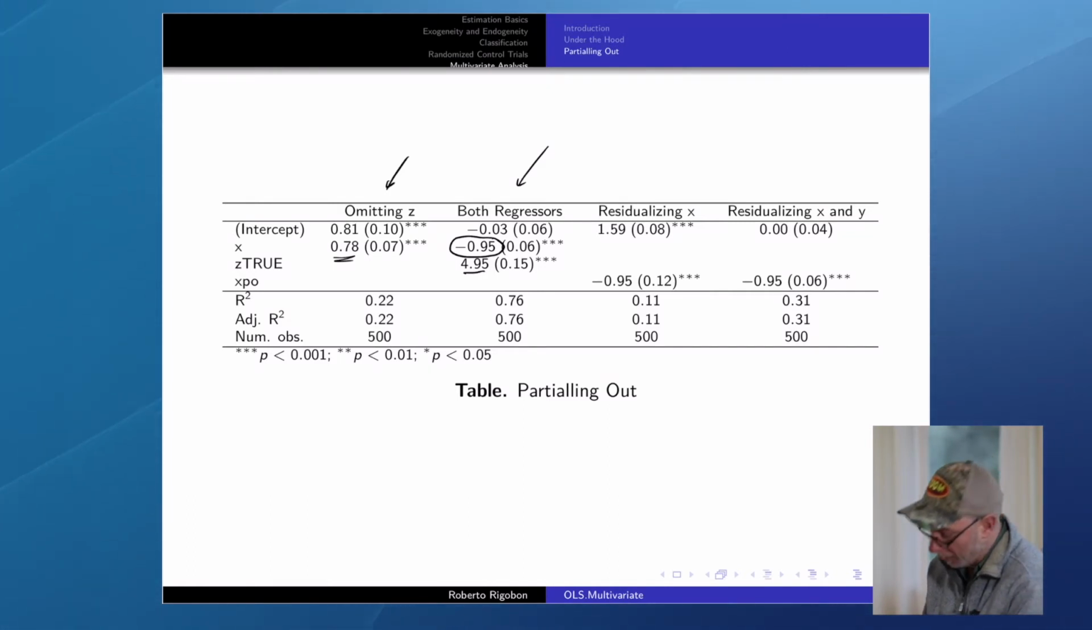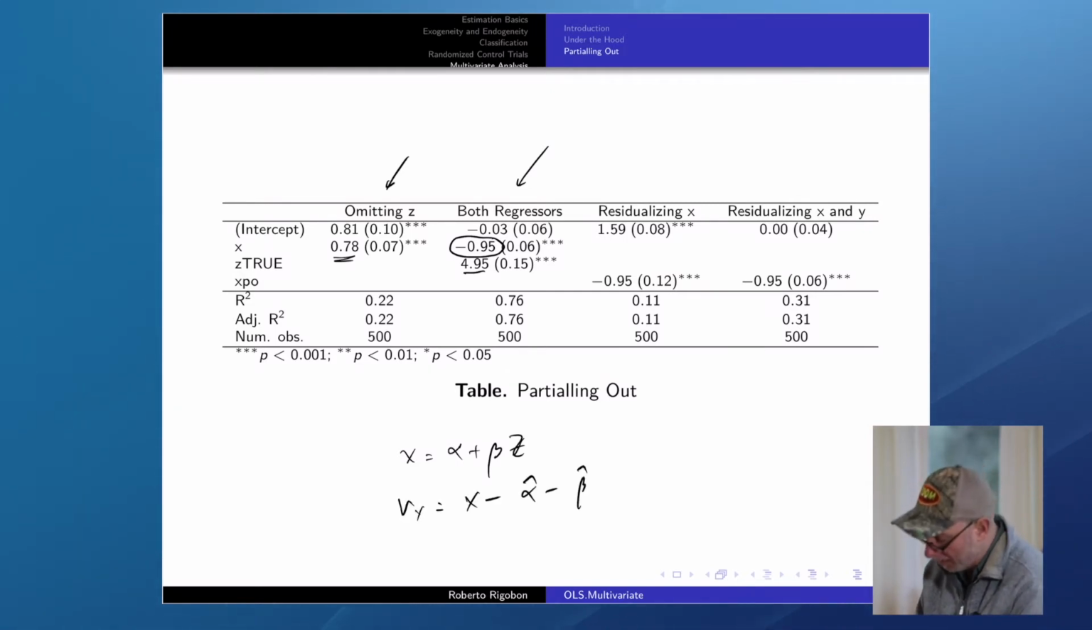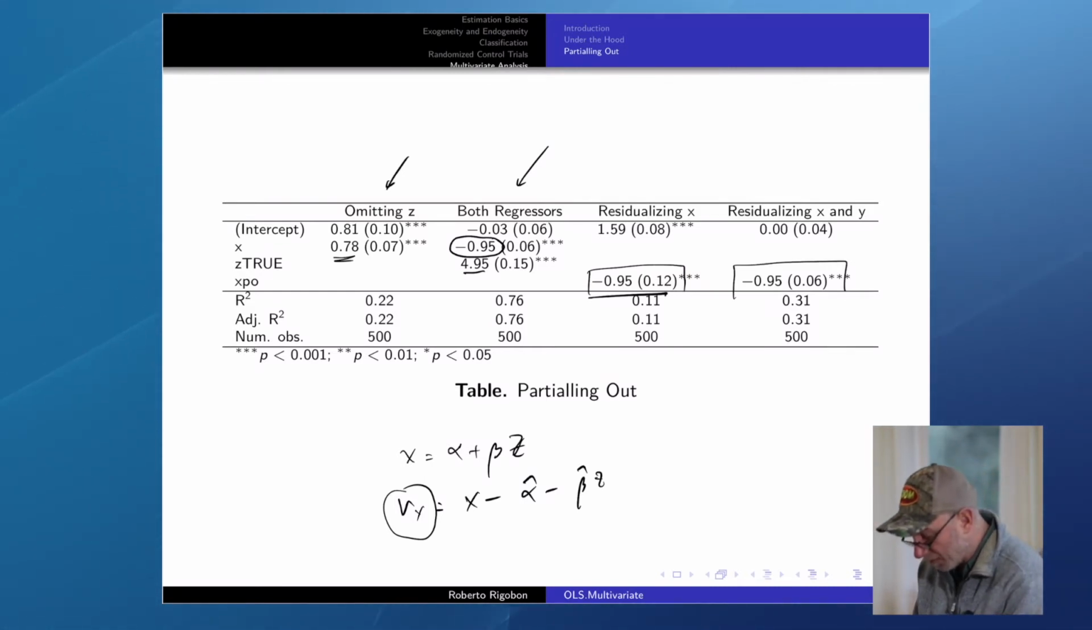Now, when we do the exercise of residualizing, which is what I said, I take x and I run a regression with respect to z. And then I take the residual of that regression, Rx equals x minus alpha hat minus beta hat z. When I run the regression with this residual, it gives you the same coefficient. Actually, it's numerically identical. And if you run both, you get the exact same coefficient and standard errors. And you're going to learn about t-statistics in the next unit.